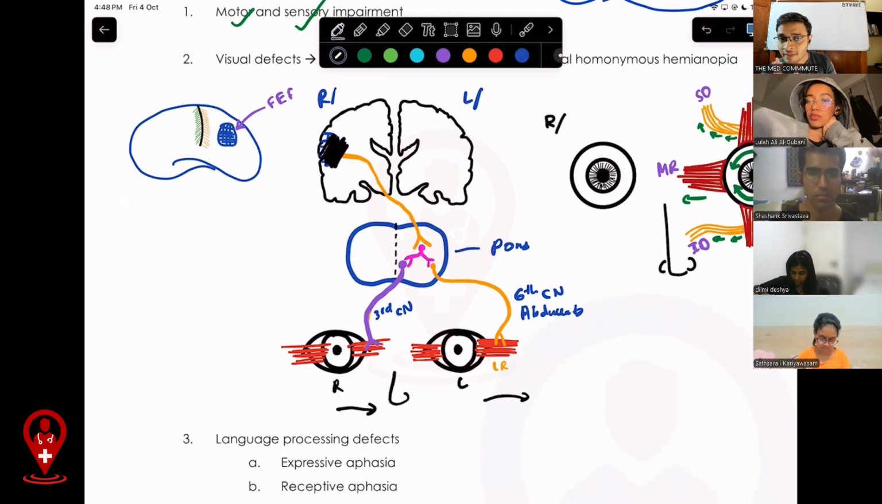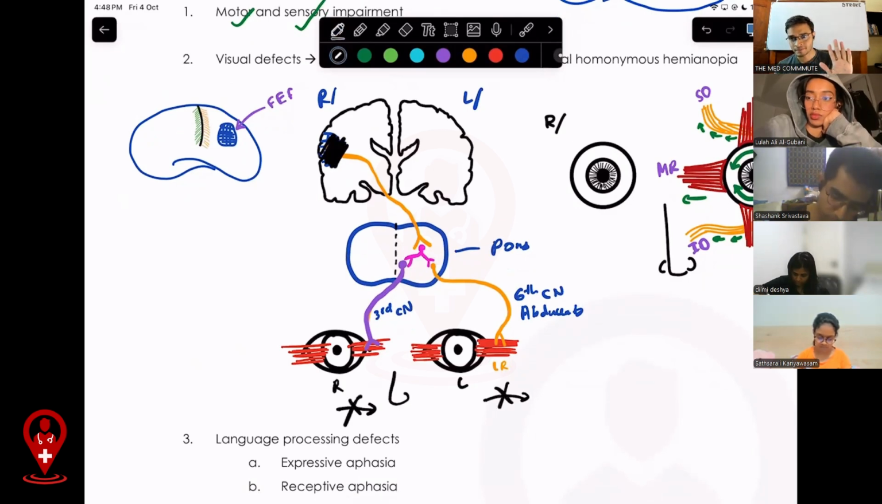Now what is happening when there is a stroke in this area? These two functions are gone, right? These two functions are gone. Okay, everyone agrees up to that point. Give me a thumbs up, right? Okay, good. Now, there is an issue, right?